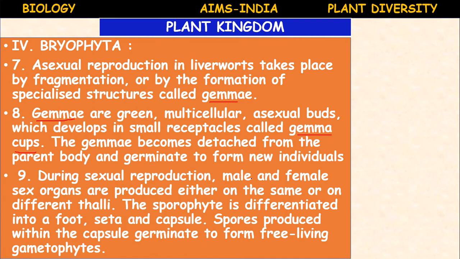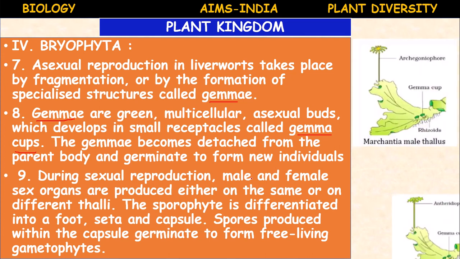So during sexual reproduction, male and female sex organs are produced either on the same or on different thalli. Okay? The sporophyte is differentiated into foot, seta and capsule. The spores produced within the capsule germinate to form free living gametophytes. Okay, so the second stage is the leafy stage, which develops from the secondary protonema as a lateral bud. They consist of an upright slender axis bearing spirally arranged leaves.